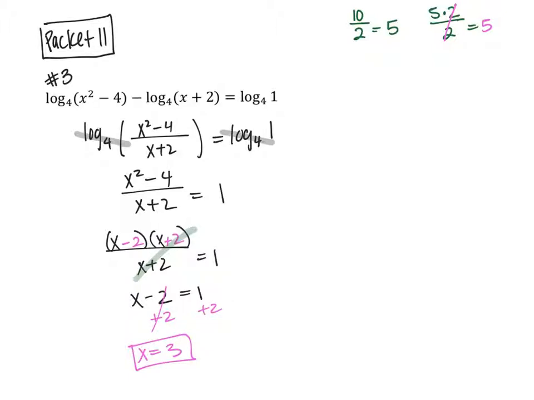Oh, wait, hold up. I almost forgot. I've got to check my answer. So if I plug this 3 in here, 3 squared gives you 9. 9 minus 4 is 5, so that's positive. And plugged into this x, it's 3 plus 2, which is a positive number. That's good. So this is a valid answer. And there we have it. That's one way you can solve this type of log.